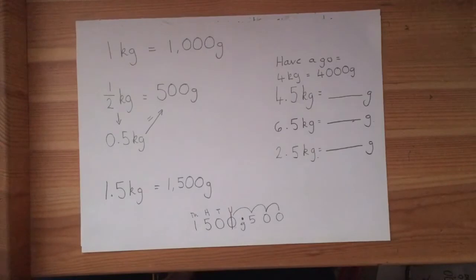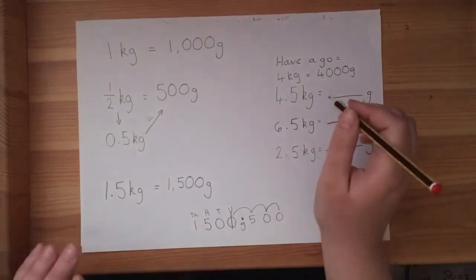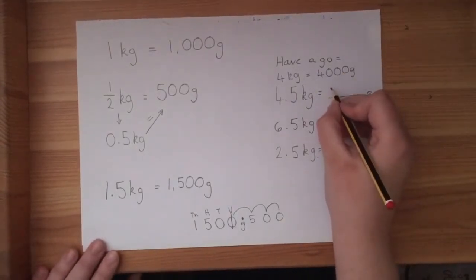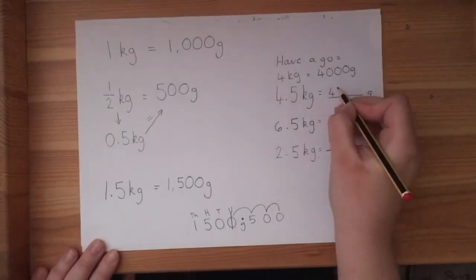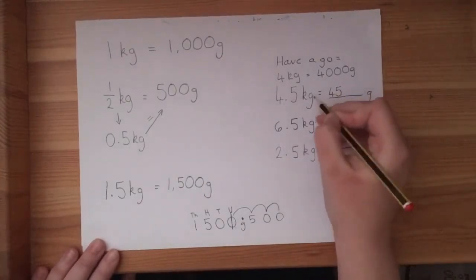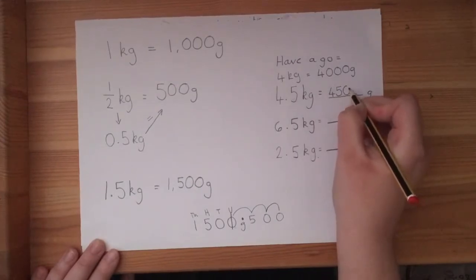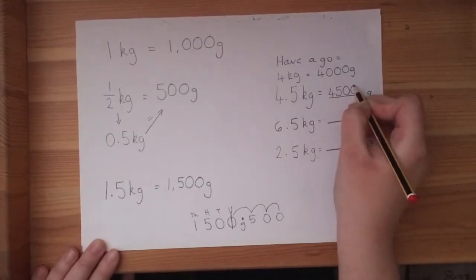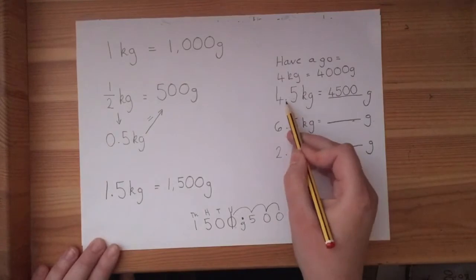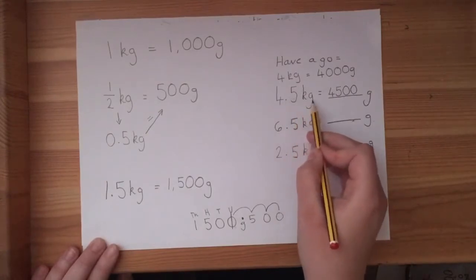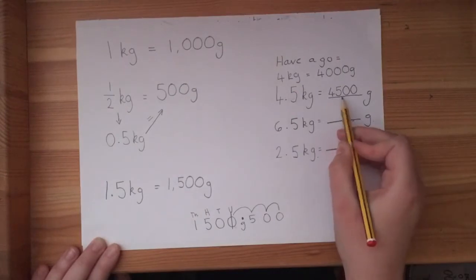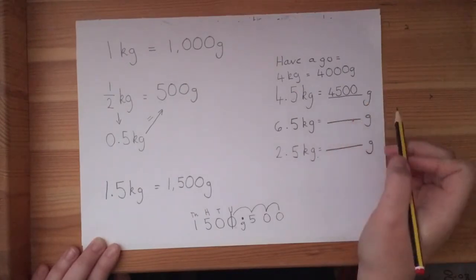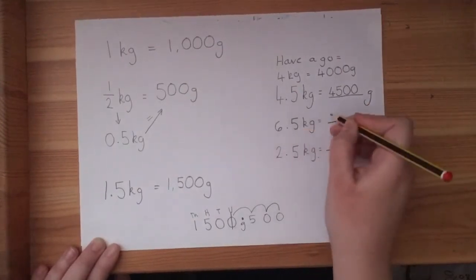Okay, let's have a look together. So remember there was that special trick we had to do. We start with our 4 here, and because it's got a 5 there, I put that next, and then I need to add 2 zeros. So that means that 4.5 kilograms is the same as 4,500 grams.